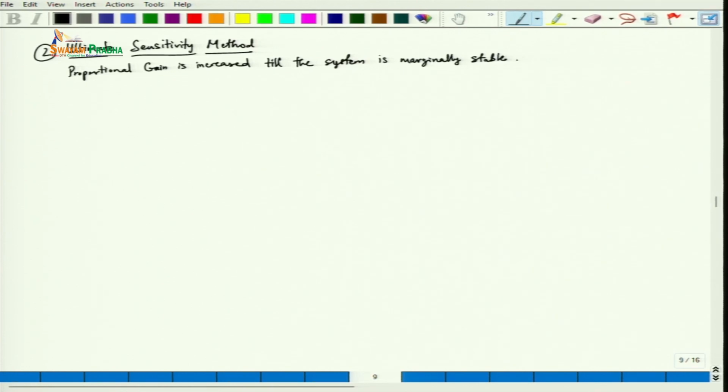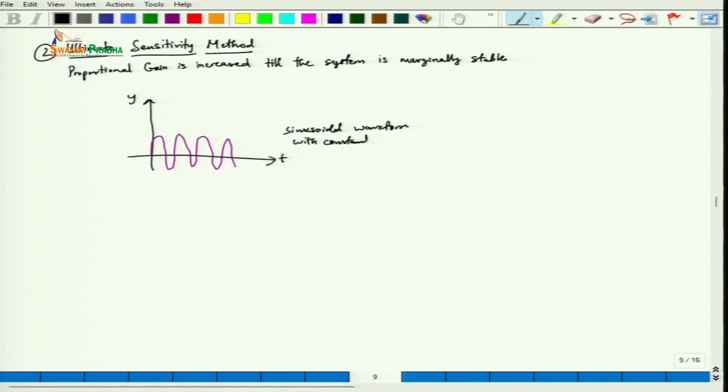As we had discussed in the previous class, once a system is marginally stable, its output will look something of the form. It will be a sinusoidal wave with a constant amplitude. So basically, a sinusoidal waveform with constant amplitude.